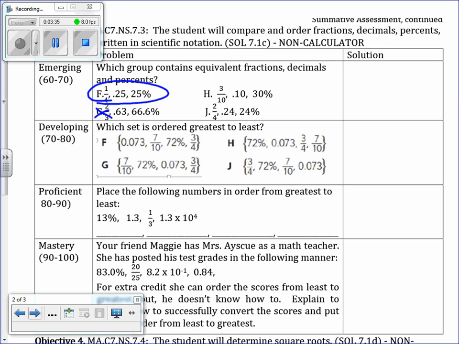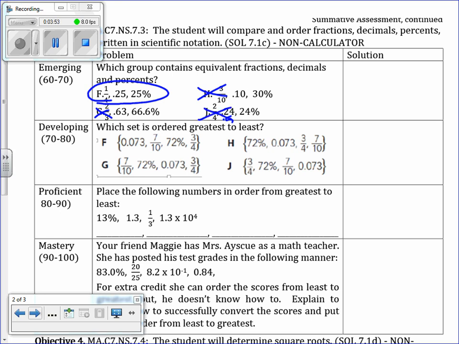H has 3/10, which should be 0.3 instead of 10, so that's trash. 2/4, if I reduce that, is going to be 1/2, which is 0.5. So that's trash that I can slash as well.